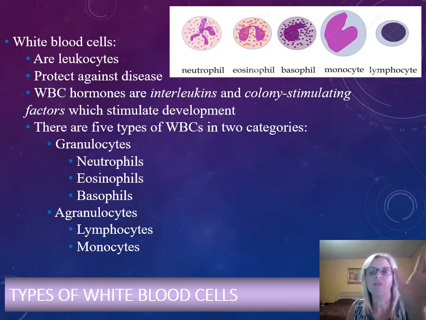We have 5 types of white blood cells, all right? Neutrophil, eosinophil, basophil, monocyte, and lymphocyte. You need to know these 5 types, and we split these into 2 categories. These are grouped by the nature of their cytoplasm. This is why we call them granulocytes, because some are more granular. And then we have our agranulocytes that do not have obvious granules. And they also are classified by how they stain.